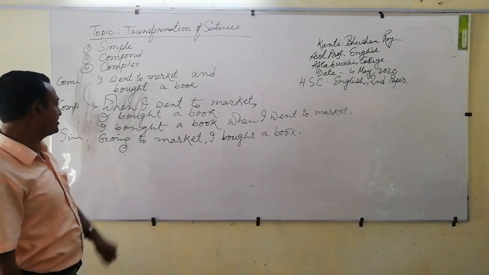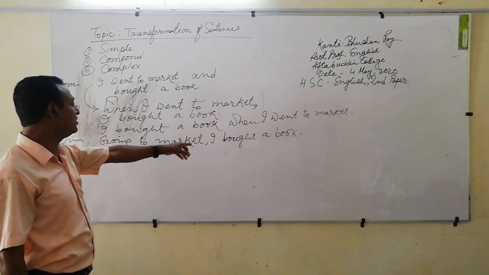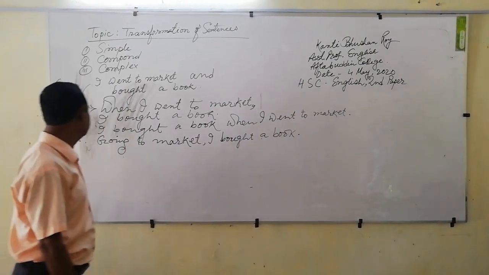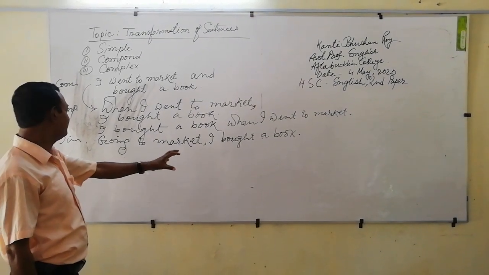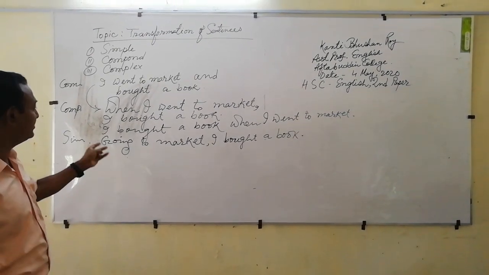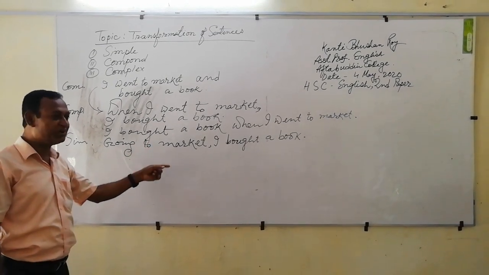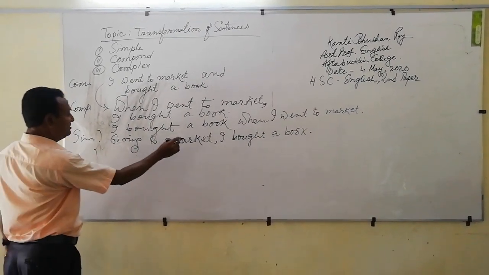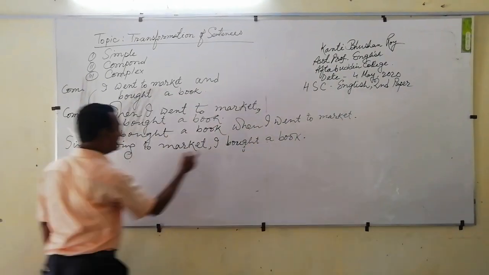You see, this is the simple sentence. There is no more clause, only one subject and a finite verb. And this is the participle phrase, going to market. This sentence, dear students, remember, can be written in two other ways, by using two commas and without comma. This part can be brought at the outset.